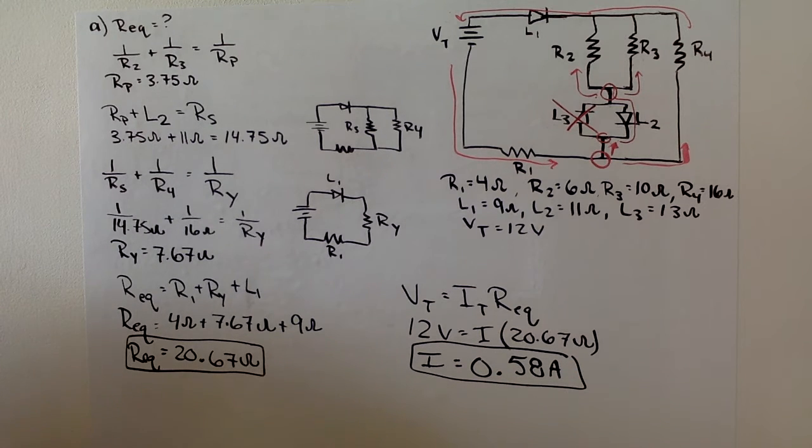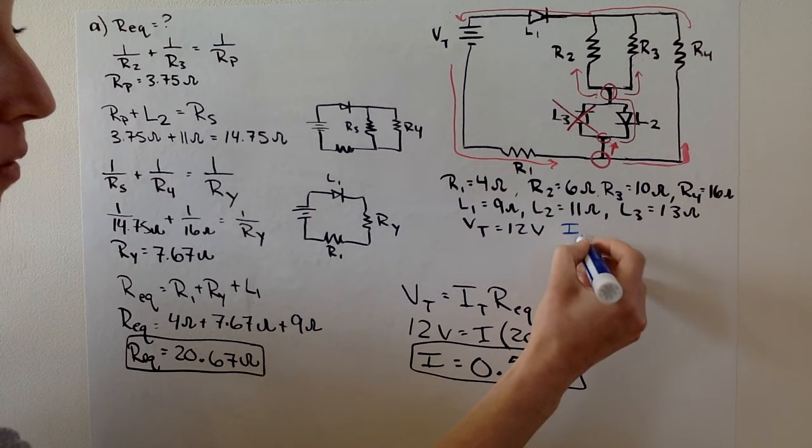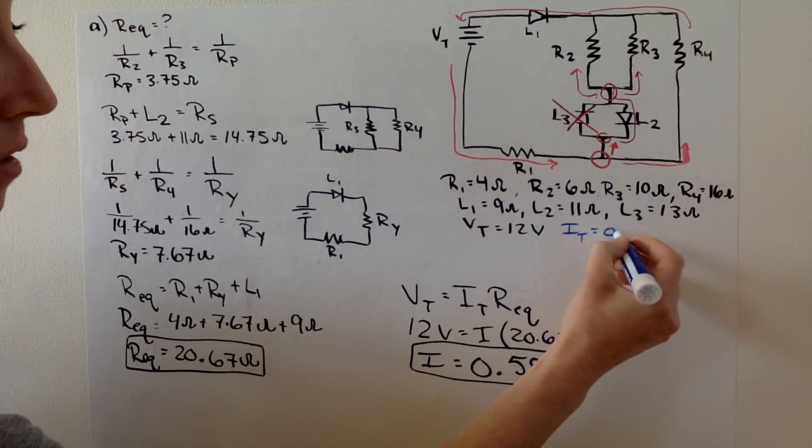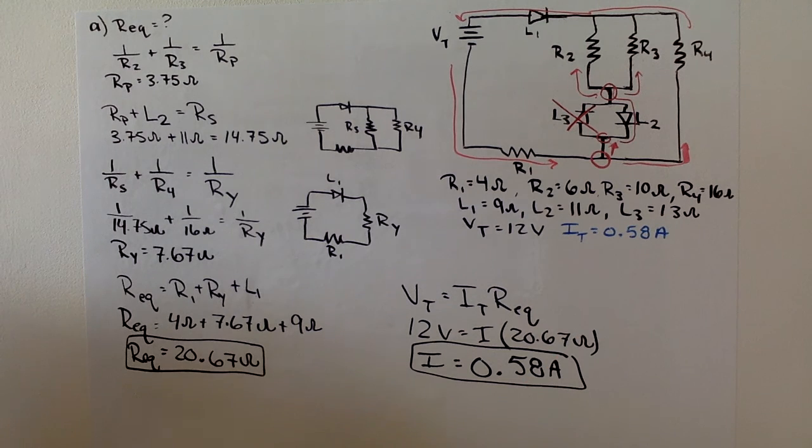So that is something that we are going to need to know. So I am going to add that to my list of givens here. So I know that my total current is 0.58 amps. Okay. So that was part A.